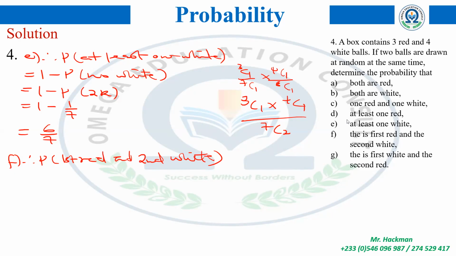Is my point well made? Yes, please. So immediately, the question tells you the order in which you are supposed to do your selection. You can see that with this one, the selection was done at the same time, but look at the way the question is put. First is red, and the second was white. So it means you can indirectly treat it as selecting without replacement, one after the other.